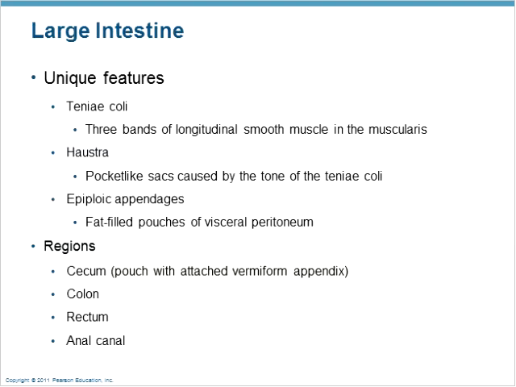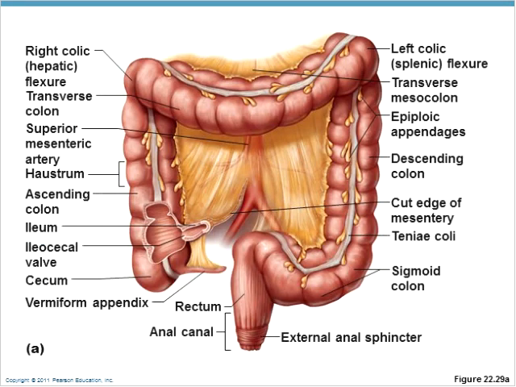The large intestine has many unique features. It has teniae coli, which are three bands of longitudinal smooth muscle, the muscularis. It has haustra, which are pocket-like sacs caused by the tone of the teniae coli. And it has epiploic appendages, which are fat-filled pouches of visceral peritoneum. It has several regions: the cecum, which is the part that's attached to the vermiform appendix, as well as the ileocecal valve, the colon, the rectum, and the anal canal.